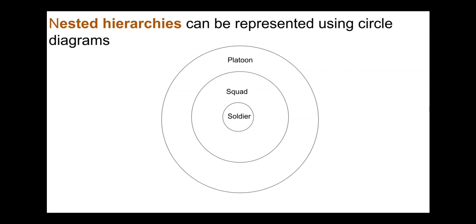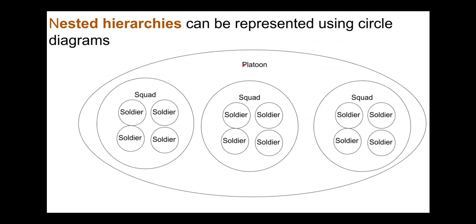We can represent these kinds of hierarchies in terms of circle diagrams, where in the center is the smallest unit. So a soldier is in the middle, a soldier occurs within a squad, which occurs within a platoon, and so forth. So they're nested together like the dolls. To show the full extent, we could have three squads here. Each squad has four soldiers in this case. Four soldiers within this squad, four soldiers within this squad, and all three of these squads are in the platoon. So all 12 of these soldiers and all three of these squads fit together.